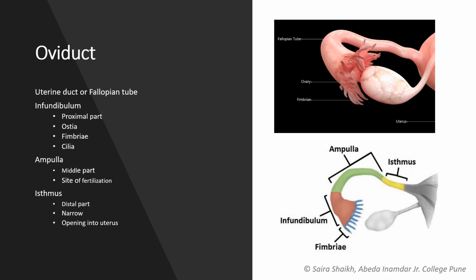Ampulla is the middle region of the oviduct. It is also called the site of fertilization because this is the region where the egg and the sperm unite and the process of fertilization is completed. The third region is the isthmus. It is the distal part of the oviduct. It is narrow and it opens into the uterus.